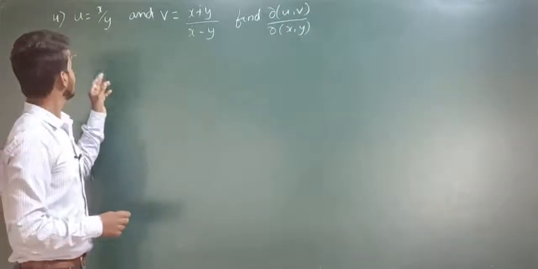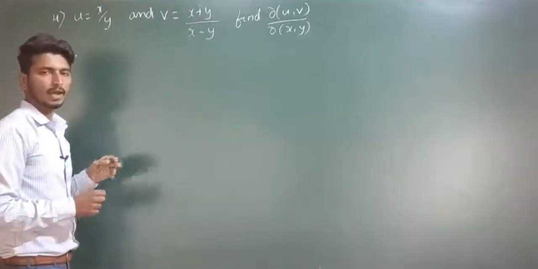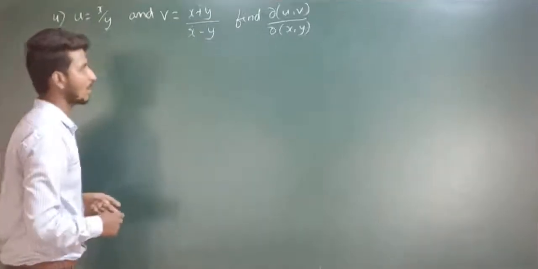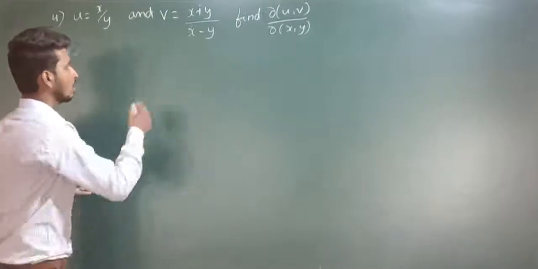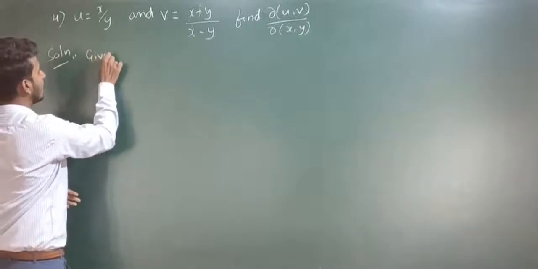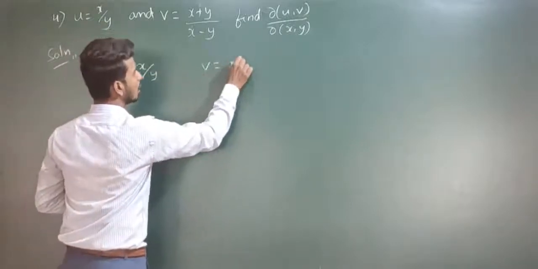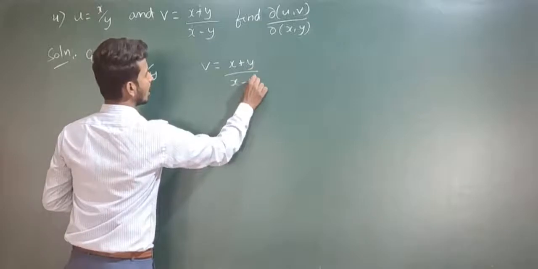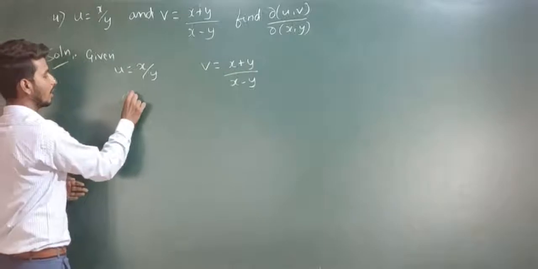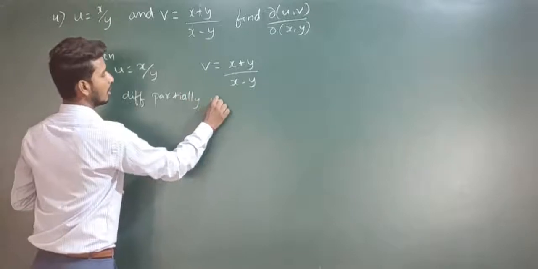Next we'll start with the fourth example, that is u equal to x by y and v equal to x plus y divided by x minus y. We have to find the Jacobian of dou of u comma v divided by dou of x comma y. They have given u equal to x by y and v equal to x plus y divided by x minus y. So now we have to differentiate partially with respect to x and y.